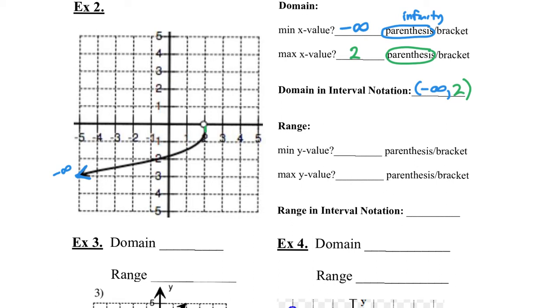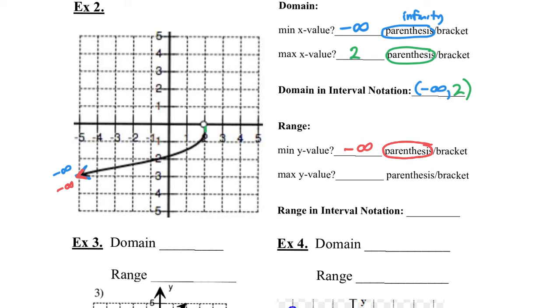Now I'm going to look at the range. Range is the y value. So I want to go from the lowest y value on the graph to the highest y value on the graph. So looking at this graph, the lowest point on the graph is down here. Okay, it's an arrow again, and it's going down. So this is still negative infinity in the y direction because it's going down forever. Because it's at infinity, it's automatically a parenthesis.